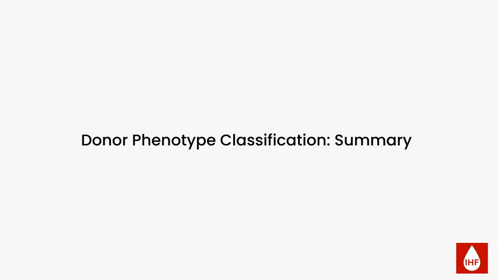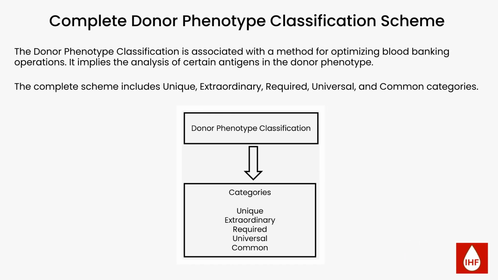This presentation covers a developed concept. We will discuss the scientific justification and analytical proof and learn remarkable facts that validate this approach. The donor phenotype classification is associated with a method for optimizing blood banking operations. It implies the analysis of certain antigens in the donor phenotype. The complete donor phenotype classification scheme includes unique, extraordinary, required, universal, and common categories.